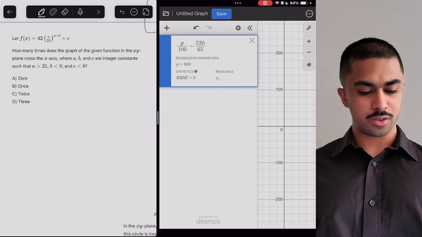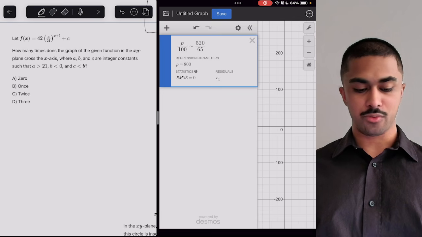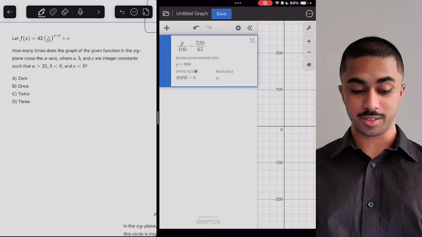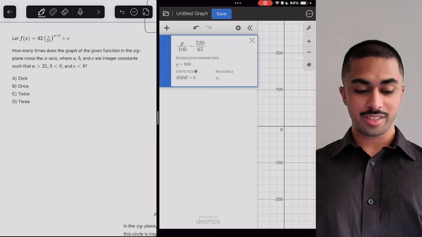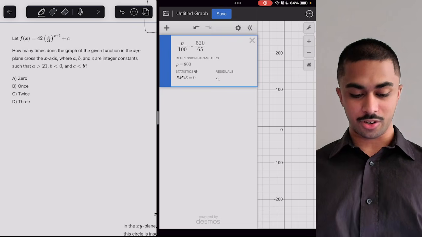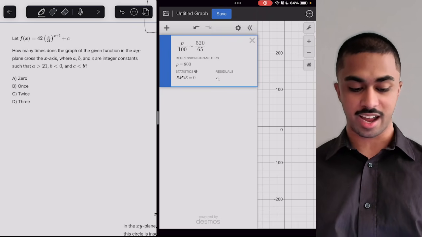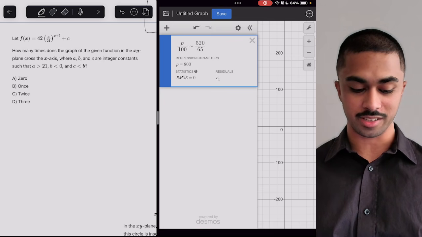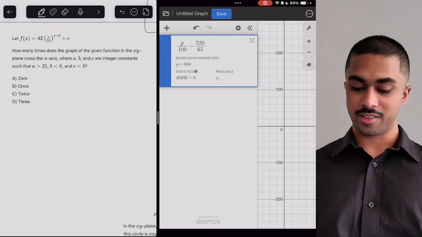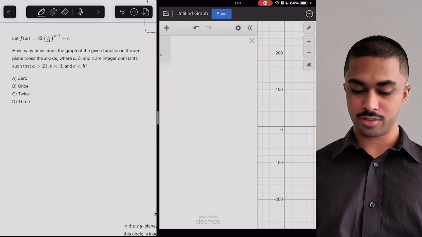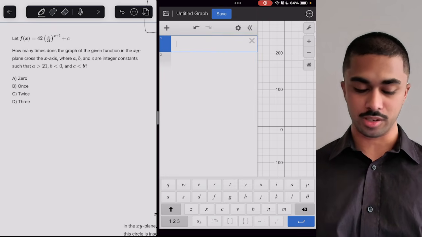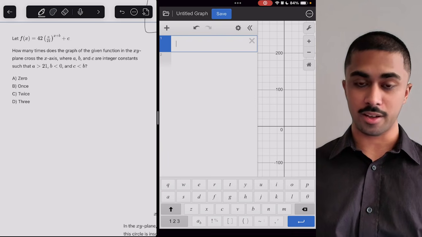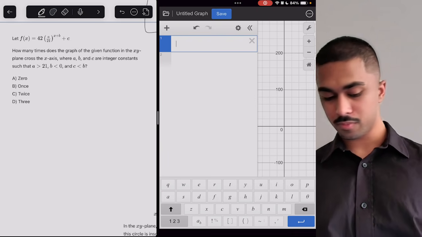Let f of x equal 42 times (a over 21) to the power x plus b, plus c. How many times does the graph of the given function in the xy plane cross the x-axis, where a, b, and c are integer constants, such that a is greater than 21, b is less than 0, and c is less than b? I think a lot of students, their first intuition is to put this all into Desmos, and I like that. Do that.